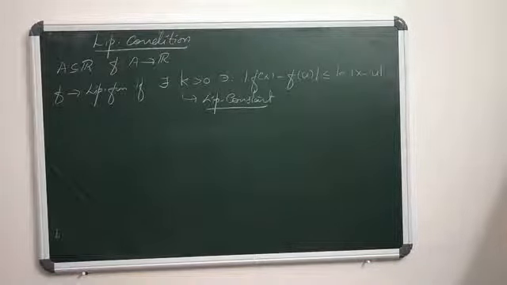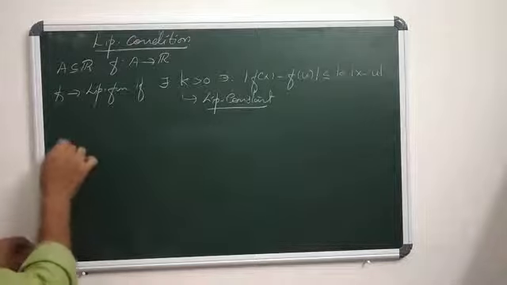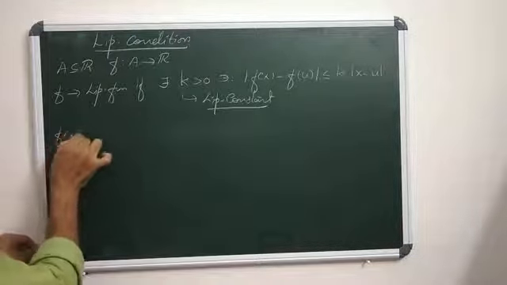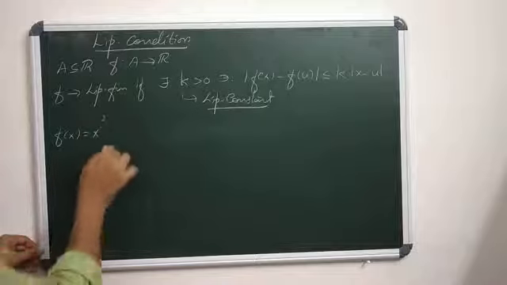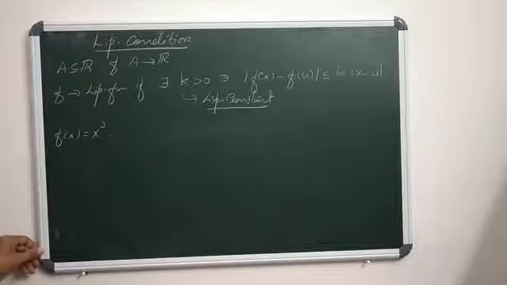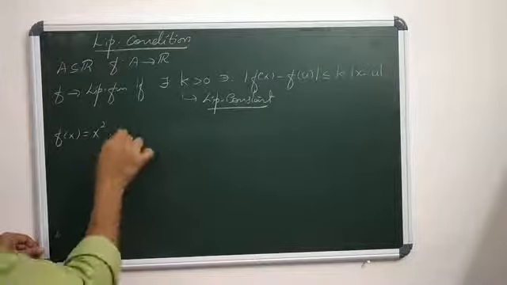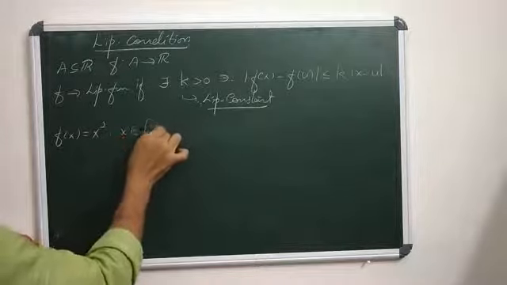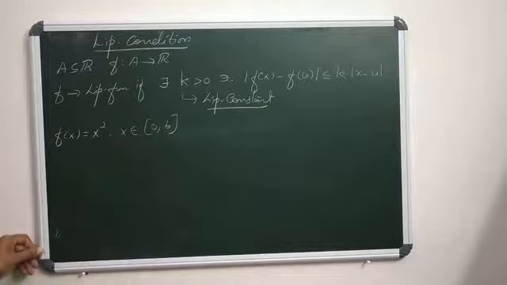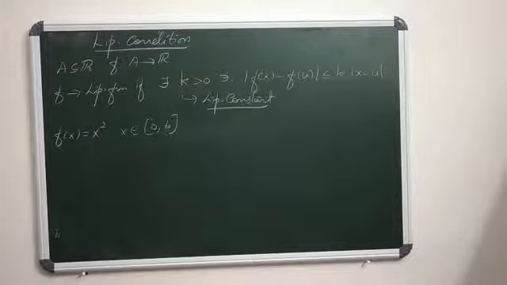Okay. For example, what about f of x equals x squared? Consider the function f of x equals x squared, which is defined on the closed interval [0, b]. Is f a Lipschitz function? If so, find the Lipschitz constant. How?